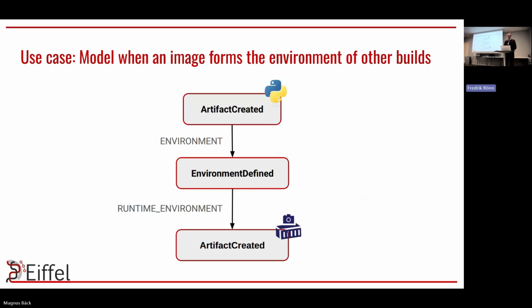Another is if your main artifact is actually something else, in this case, a Python package. And what you want to record is that you're building the Python package in the context of a container image. And that container image might be the one that was built on the previous slide. So those are two different ways of having a reason for modeling container images. And as I said, there's no really good way of doing it in IFL today.